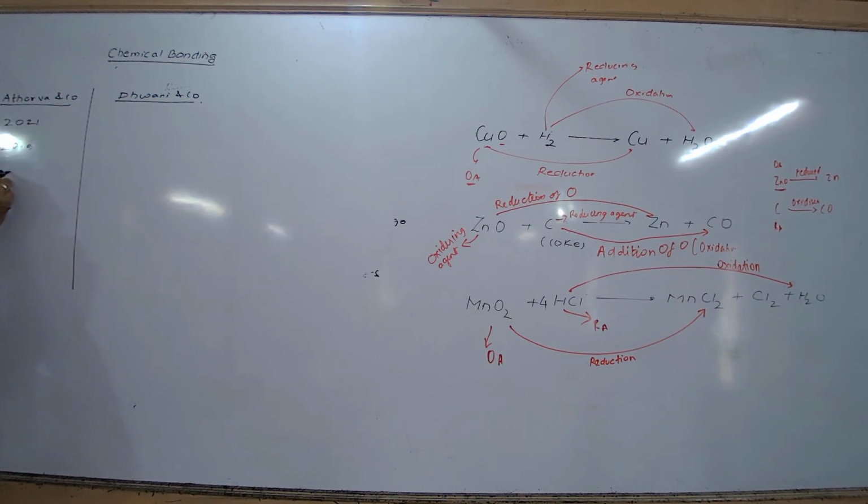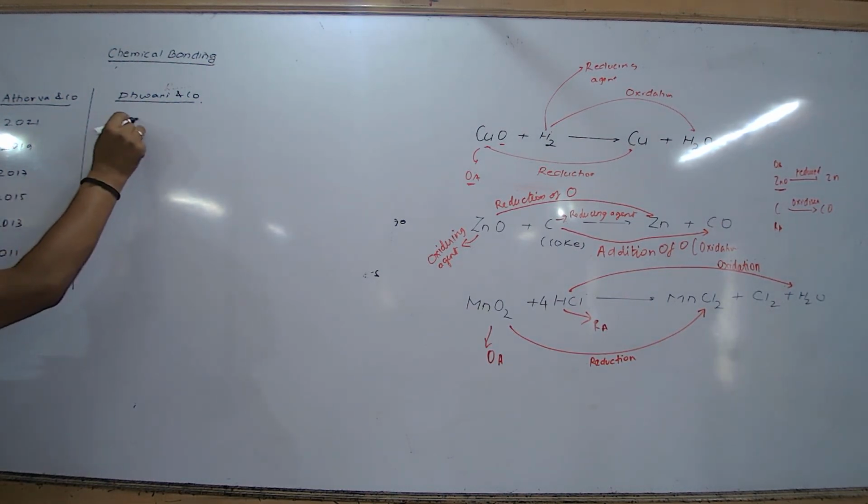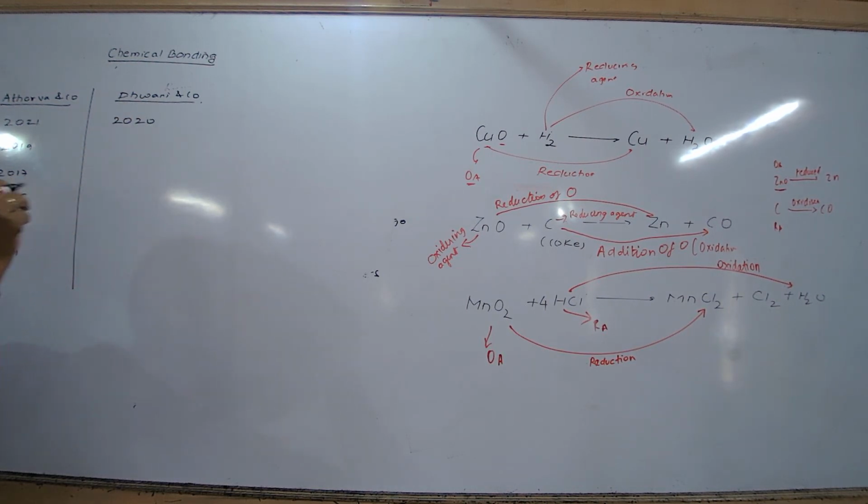Okay. So now this set of questions: 2021, 2019, 2017, 10, 13, 11. ये 2020 अगर है तो है कि नहीं? 22 है.